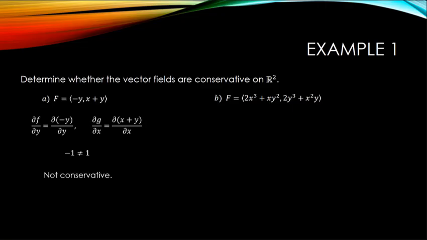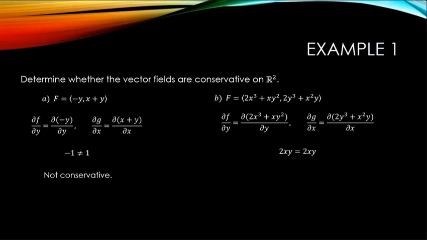In the second case, my vector with components 2x cubed plus xy squared and 2y cubed plus x squared y, my partial of F with respect to y is given by the partial of the quantity 2x cubed plus xy squared with respect to y, and the partial of G with respect to x is the partial of the quantity 2y cubed plus x squared y with respect to x. This gives me 2xy is equal to 2xy, and my vector field here is conservative.